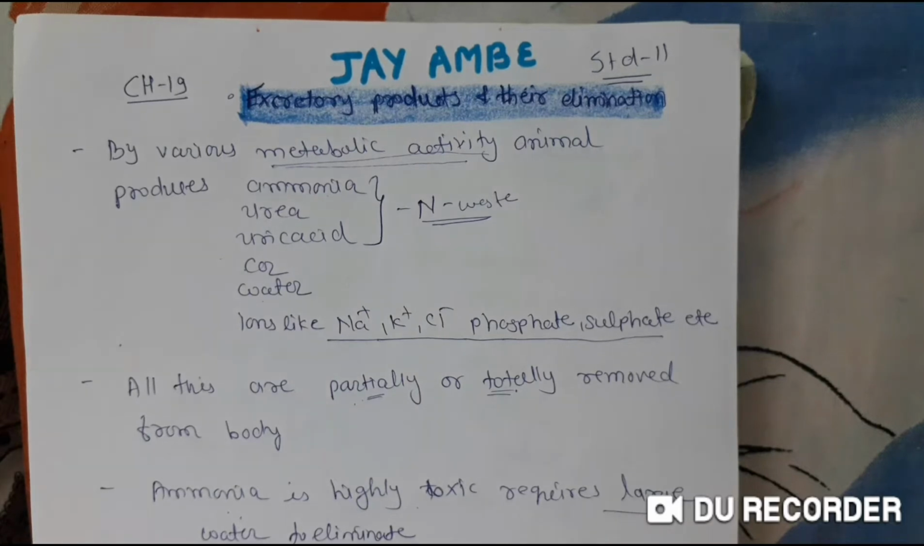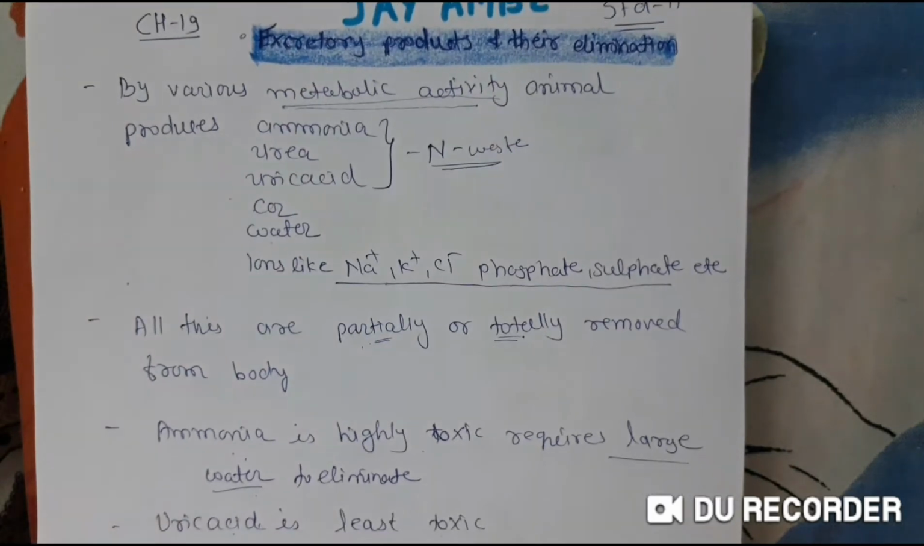Let's begin with chapter number 9, standard 11, excretory products and their elimination. By various metabolic activities, animals produce metabolic waste: ammonia, urea, uric acid, CO2, water, Na+, K+, Cl-, phosphate, sulfate, and so many other things. All these should be partially or totally removed from the body.